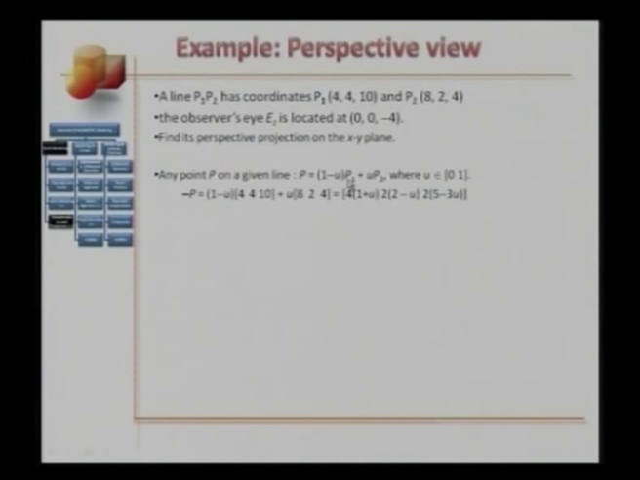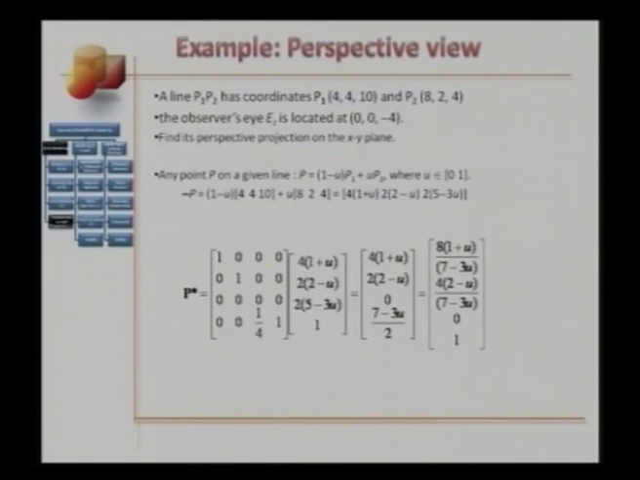If I substitute different components of P1 from here, 4, 4, and 10, and different components of P2 from here, 8, 2, 4, and then write P in component form after performing the multiplications and after also performing the additions, I get the x component of P as 4 times 1 plus U, the y component of P as 2 times 2 minus U, and the z component as 2 times 5 minus 3U. With the components of P known, we are ready to determine the perspective image of point P, which is not difficult at all.